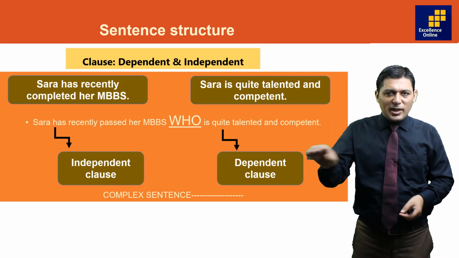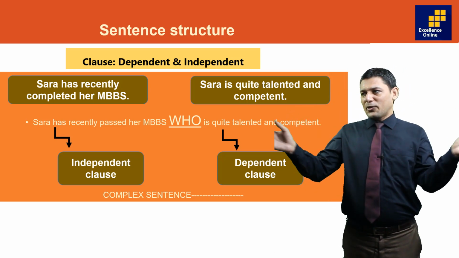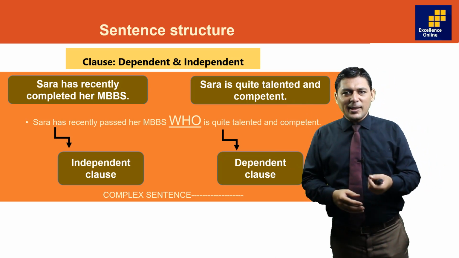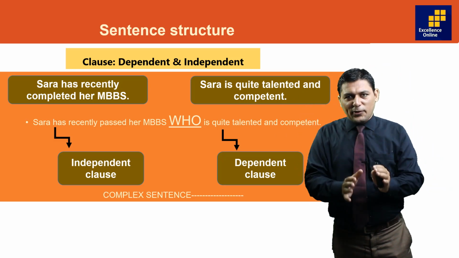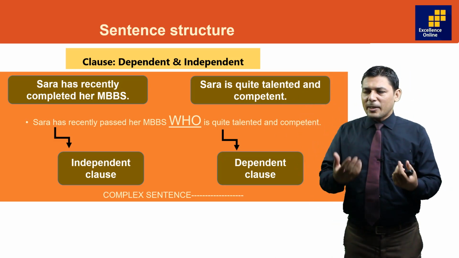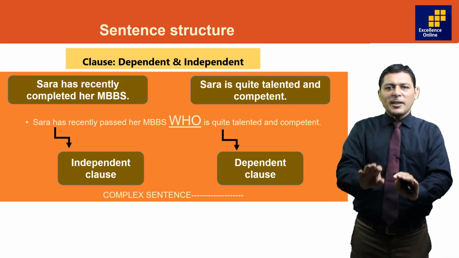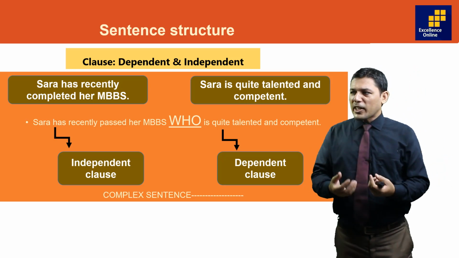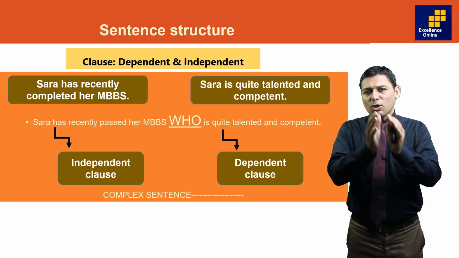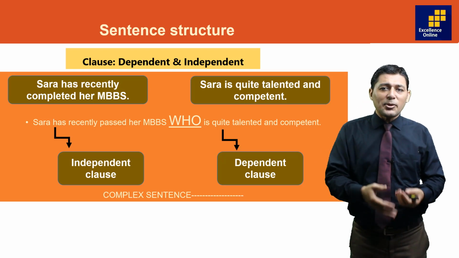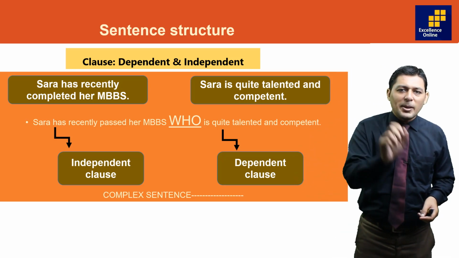This clause does not need another part. So this clause is an independent clause. Hopefully you are getting independent clause. It can stand on its own without linking with another part of the sentence. So Sarah has recently passed her MBBS has its own meaning without the help of the second part of the sentence. Number two is who is quite talented and competent. It does not give you complete meaning or sense, because this part of the sentence needs another part to be completed.